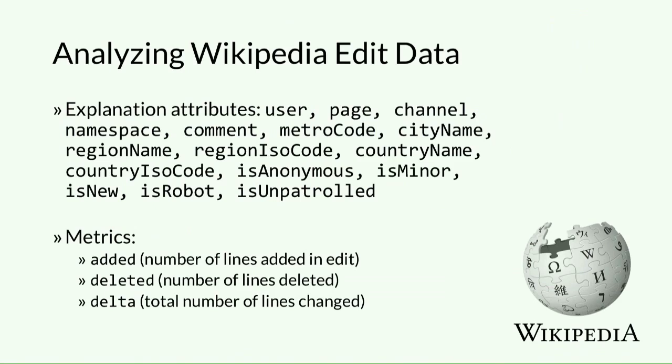So in the materials, I've given you guys a sample data set. It's called wikiticker.csv. And this Wikipedia data set has a bunch of attributes, a bunch of categorical features, like page and channel and namespace and comment and metric code, etc. And it's also got several interesting metrics that you can look at. So things like added, number of lines added, number of lines deleted, number of lines delta total that were changed in a given edit. And this is, I think, a good way for you guys to see how MacroBase works on a real data set.